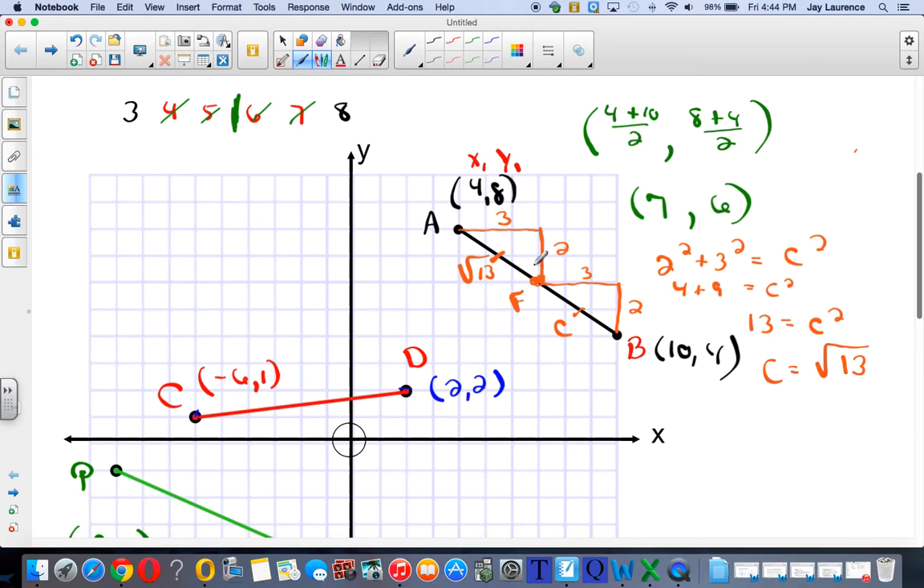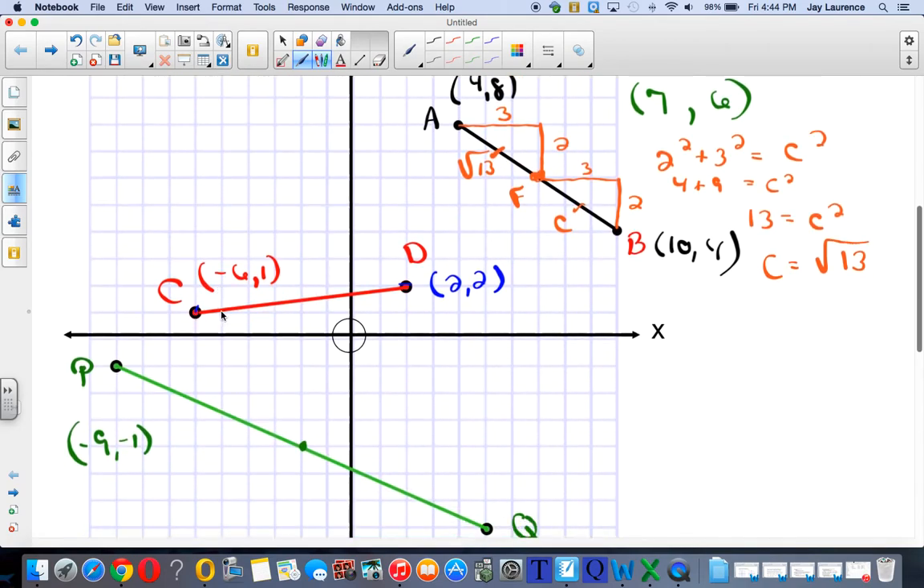All right. So let's try it on C and D. Okay, so I average the x's. So I take negative 6 plus 2, divide by 2, and then I average the y's. Take 1 plus 2 and divide by 2. And so I think the midpoint of this segment is going to be at negative 2. How do I get that? Negative 4 divided by 2.